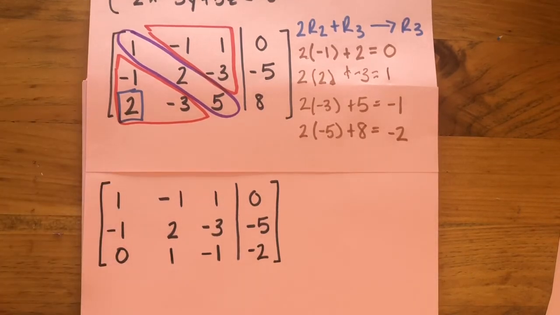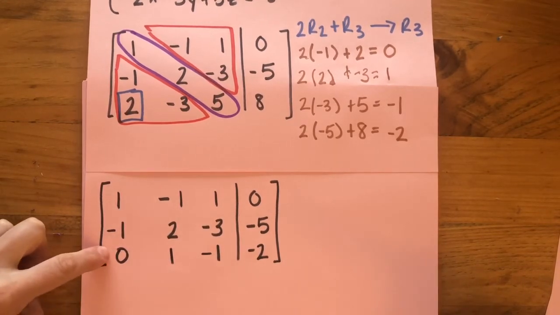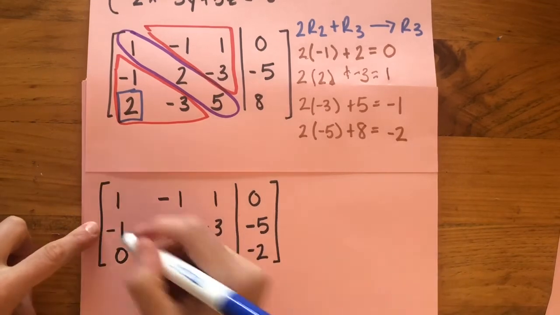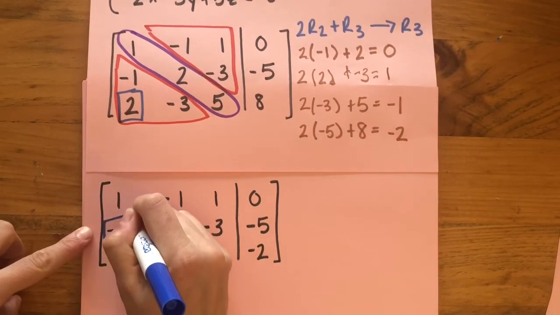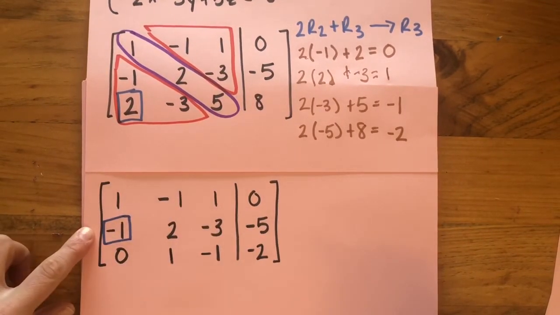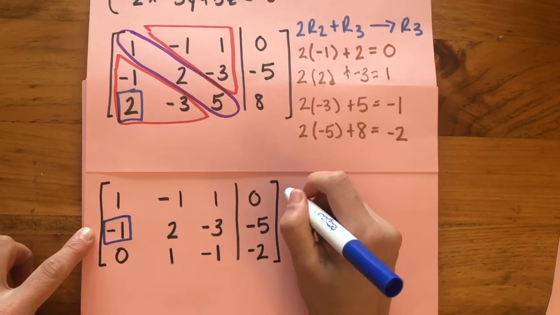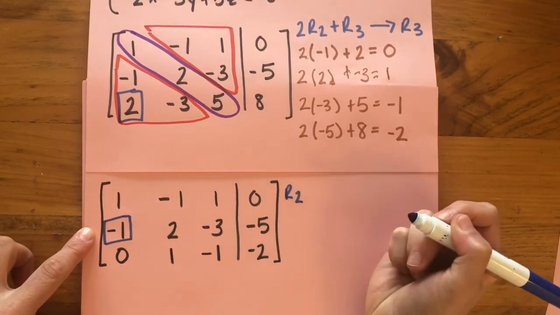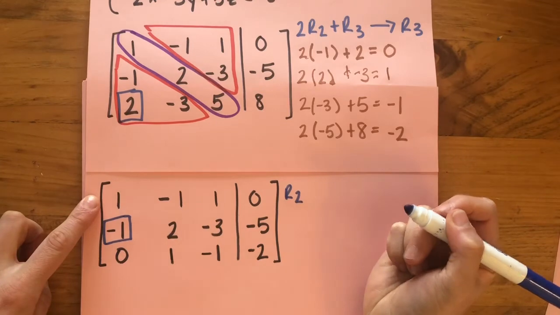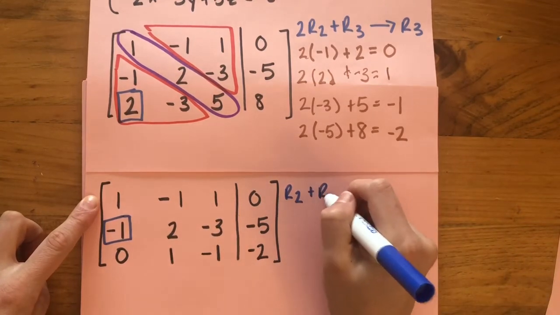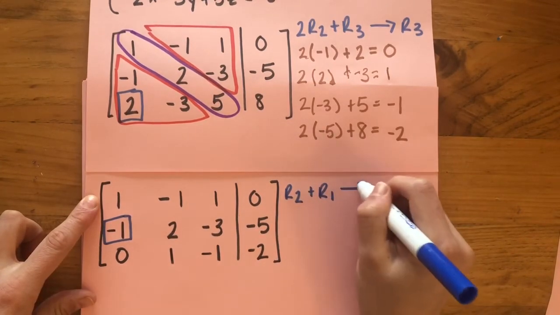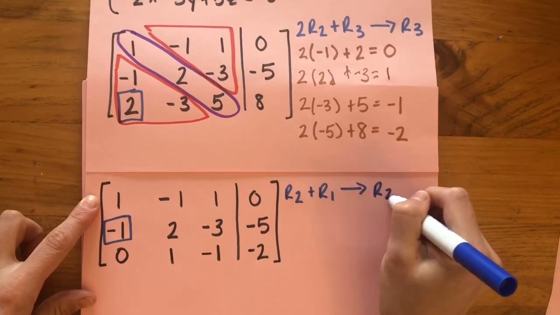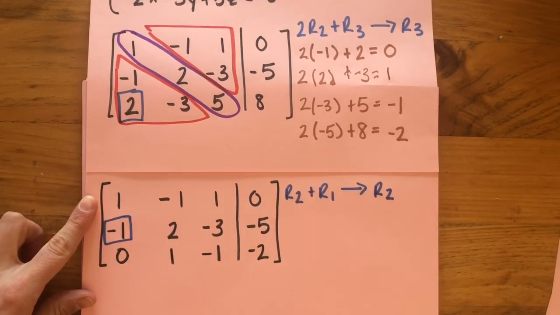All right. So now, I said we work left to right, bottom to top. So after we do this 0, we now want to take care of this 0. Well, how are we going to get 0 here? Well, if we take row 2 and add it to row 1, but keep it in row 2, that will give us 0.